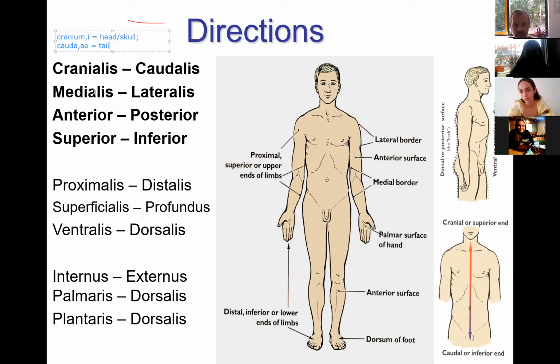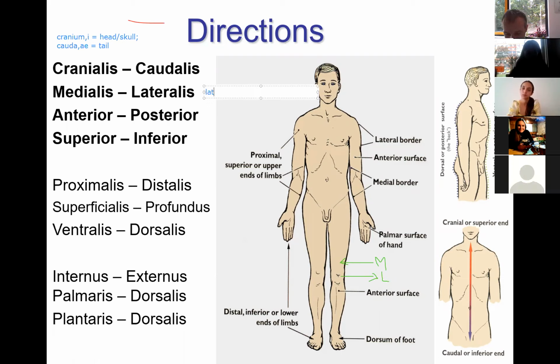That's cranial and caudal. Medial and lateral are directions towards the body and from the midline of the body. So medial is this direction towards the midline, lateral is the opposite direction. And lateral comes from the word latus, lateris, which means side, the side of the body. Then anterior and posterior, it's obvious. Anterior is what is located in the front part of the body. Posterior is located in the rear or back part of the body.